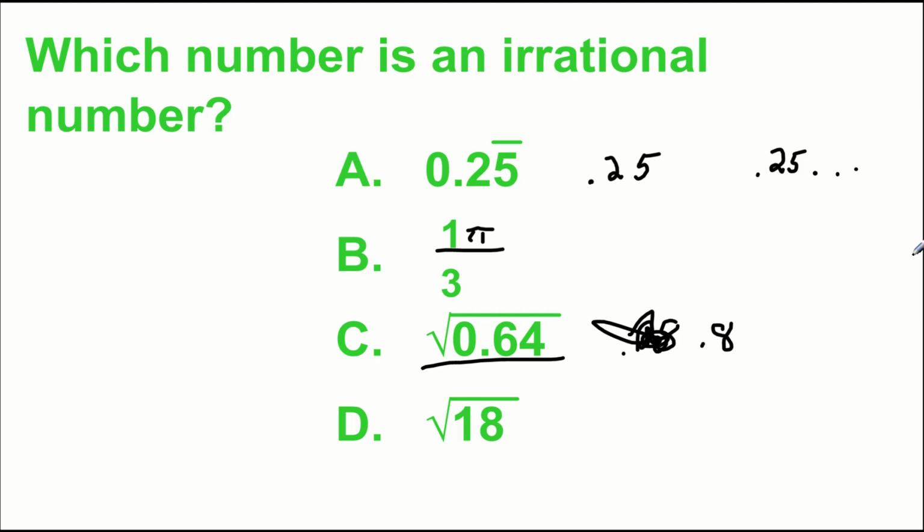Now, sometimes they'll get tricky on stuff. Your test had one where they tried to get a little tricky, and they had a pi symbol on the top and the bottom. If you got pi on top and bottom, it's still going to be rational because those pi symbols can cancel out. Okay?